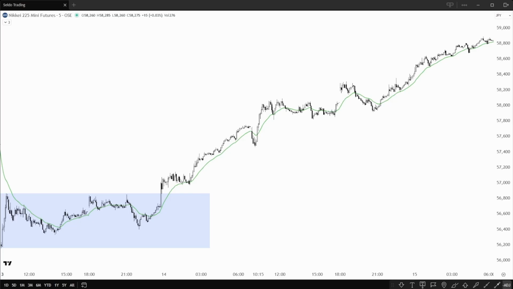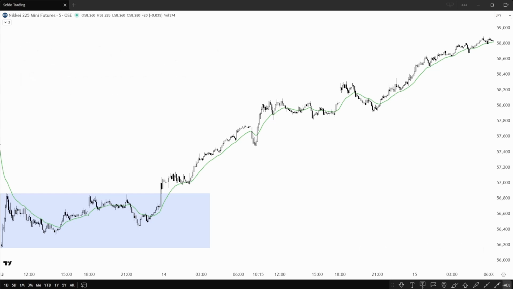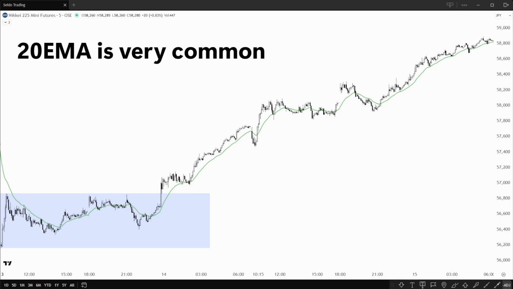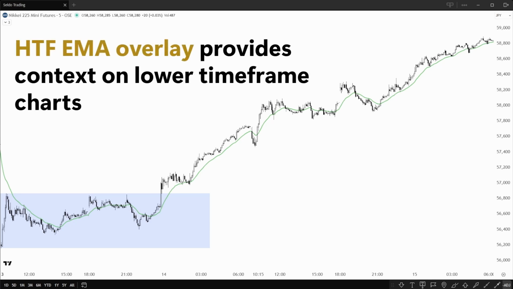Good traders are always observing context, so a trader who trades the daily chart will look to a weekly chart for context. A trader who trades a 5-minute chart may use the 15-minute chart for context. So how do we achieve this? Well, the most common EMA across all time frames is the 20-period moving average.